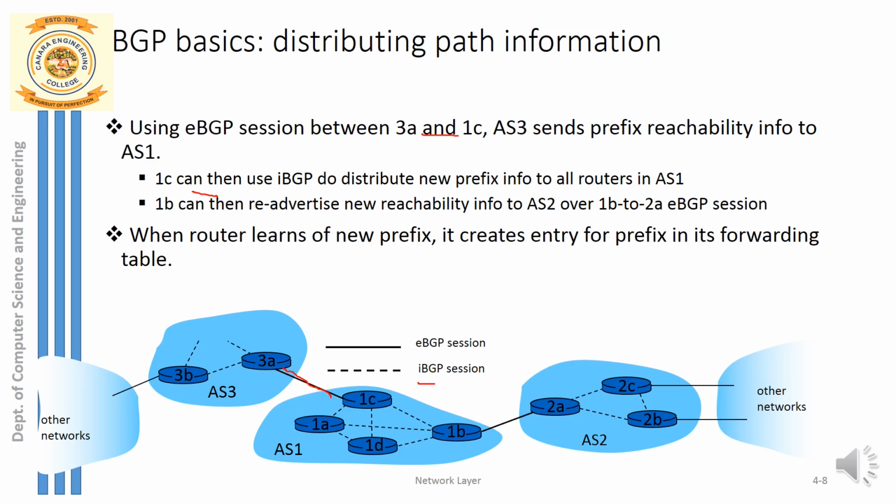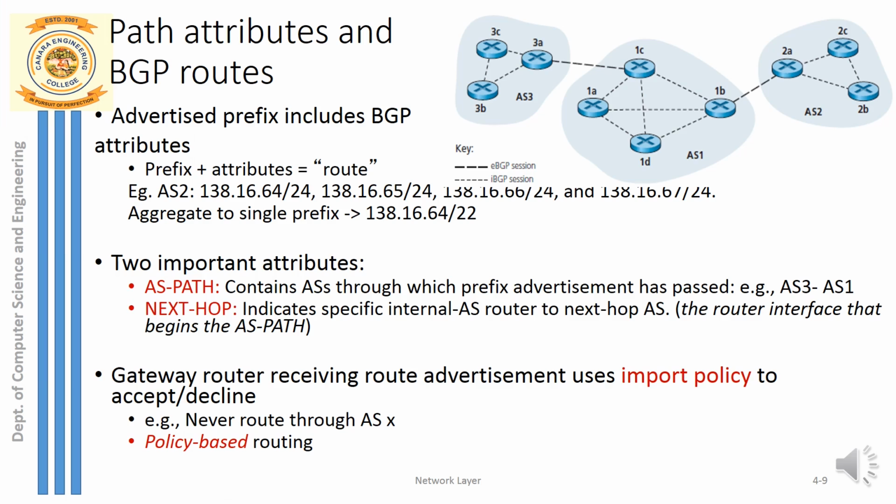This is shared through the iBGP session, and you can see a dashed line here, that is the iBGP session. Through that, all the BGP advertisements that are received will be shared with all the routers within AS1. So both eBGP and iBGP sessions are initialized, and the prefix information is shared, and every router will record that prefix inside its forwarding table. That reachability information, or prefix information, is maintained inside the forwarding table at every router.